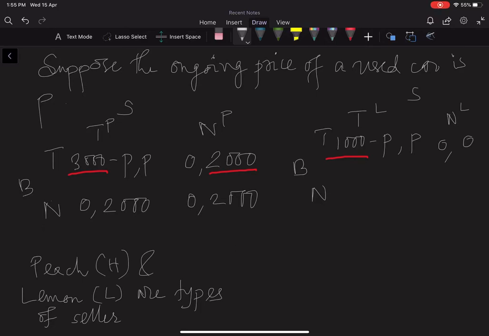Okay, so now notice the lemon quality car is worth 0 to the seller and is worth 1000 to the buyer. So again, there is benefit in trading, because the buyer's valuation is greater than the seller's valuation. So in all other cells it will be 0, 0, because there is no trade.